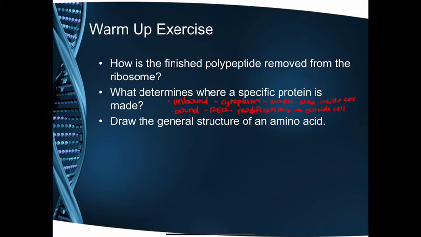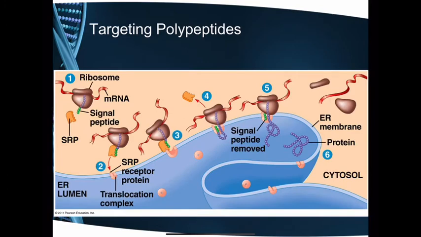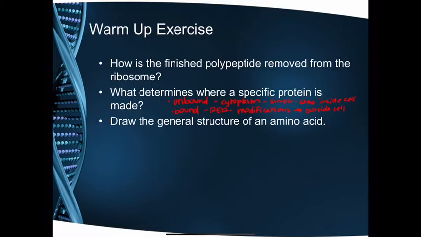And so in this process, we have this signaling peptide that's going to signal if that protein needs to be made in the rough ER. And if it is, then the signal recognition particle will recognize it, target it to the ER, and it will continue its synthesis there. So that is determined by where the protein is being made and any type of modifications it has. And then the last one, draw the general structure of the amino acid.